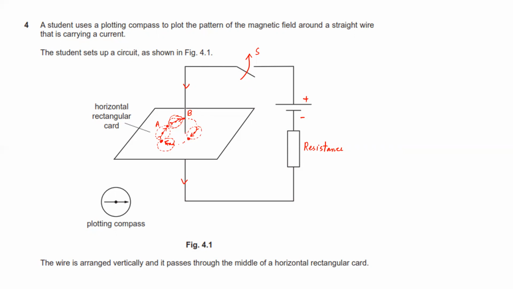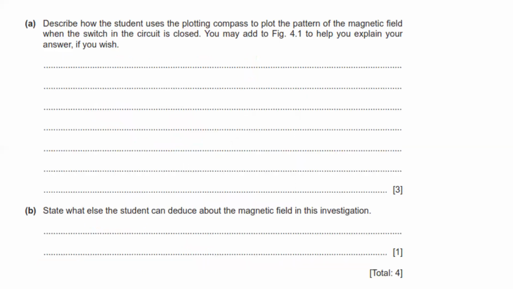And if you want to develop a few more magnetic field circles or magnetic field lines, repeat this experiment by moving the plotting compass to the left of the initial circle, or to the right of the initial circle. So let's try to write this down in words.